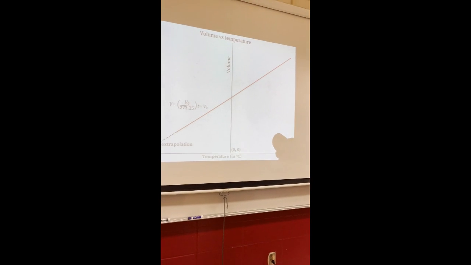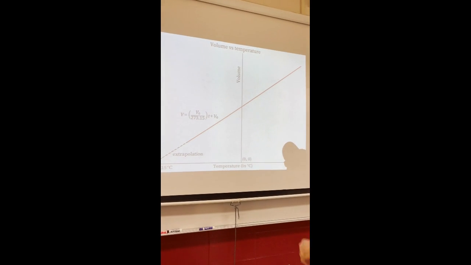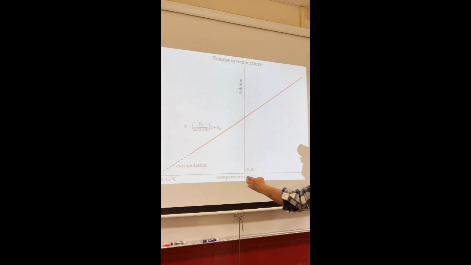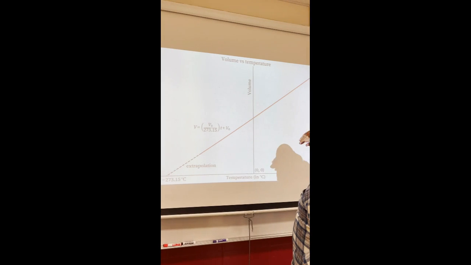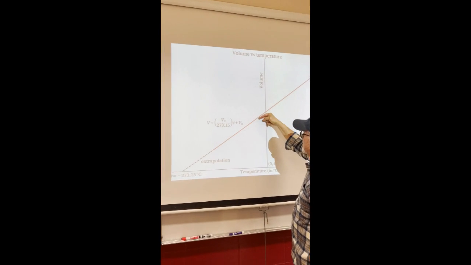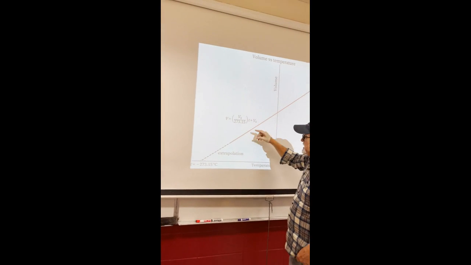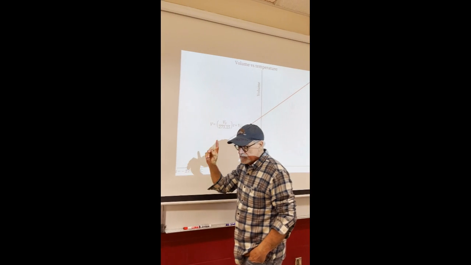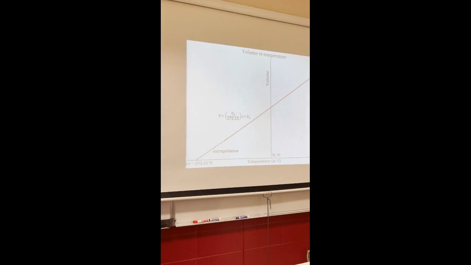And you're familiar with this extrapolation, the relationship between temperature and volume. The idea is as the temperature continues to go down, the volume becomes less and less, and then we extrapolate that back to absolute 0. Sweet.